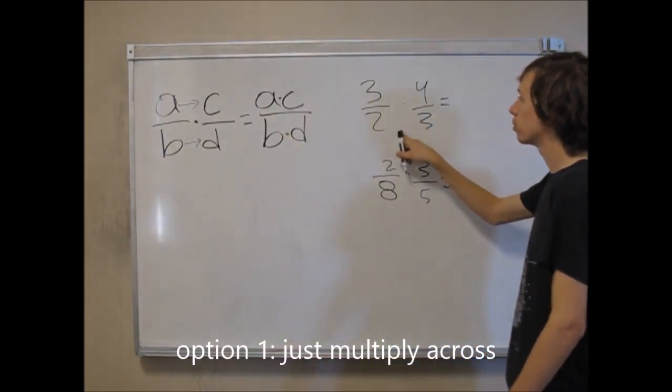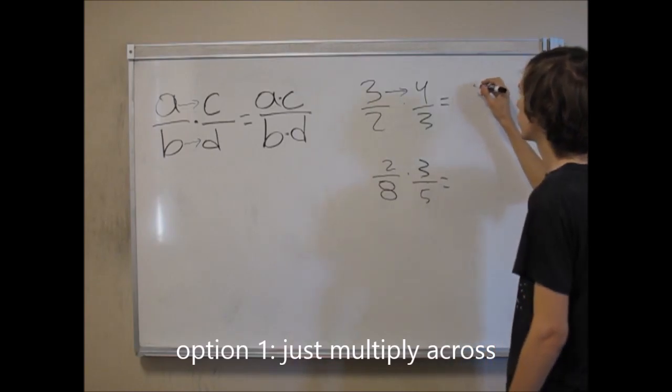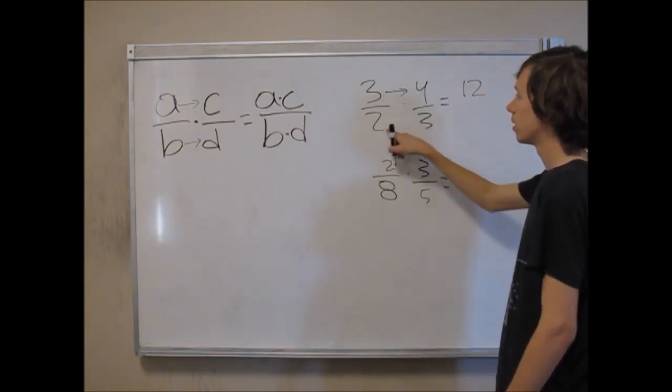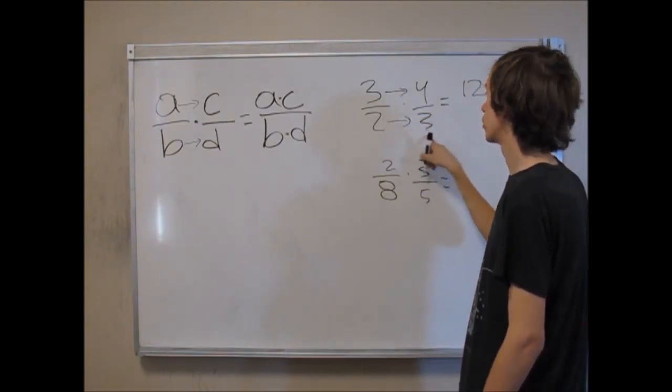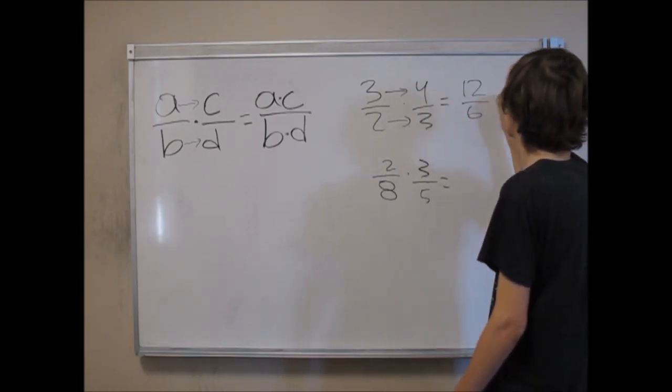If you had 3 over 2 times 4 over 3, we'll go ahead and multiply the numerators together. 3 times 4 is 12. Then we'll multiply the denominators together. 2 times 3 is 6. And 12 over 6 is 2, right?